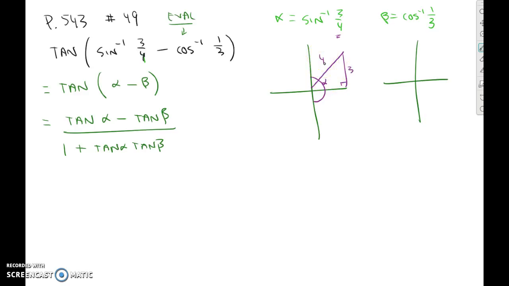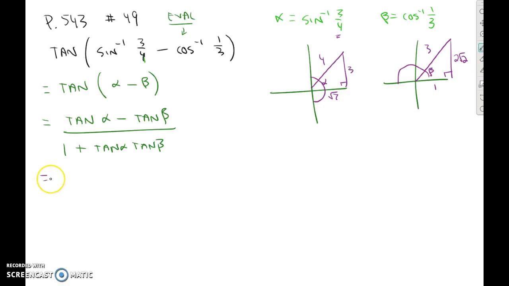4 squared, 16, minus 3 squared, 9. 16 minus 9 is 7, so this is the square root of 7. And then inverse cosine is going to be in these two quadrants, but again, the ratio is positive, so your angle will be over here. There's beta, and that's 1/3. 9 minus 1, this is 2√2. Do the Pythagorean theorem, take your time on them, but I think that's right.